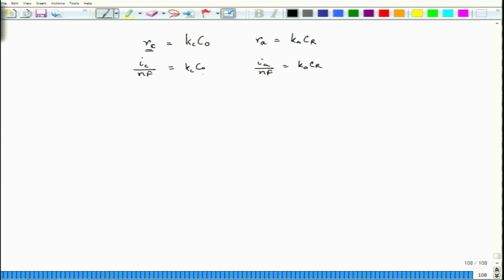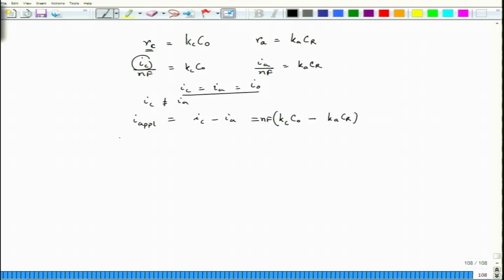When I C equal to I A, then we have I 0. But if I C is not equal to I A, then there will be a net current flow, which I can write in terms of I applied, which is I C minus I A equal to K C C 0 minus K A C R. This is the net, with multiplication factor nF, because I have to consider I C equal to nF K C C 0 as well as I A equal to nF K A C R.